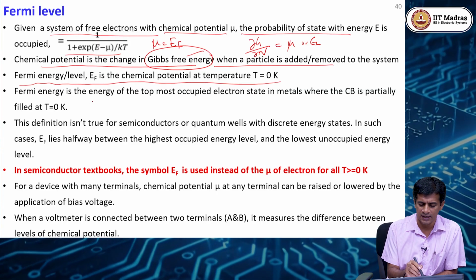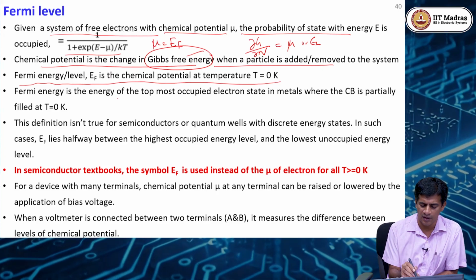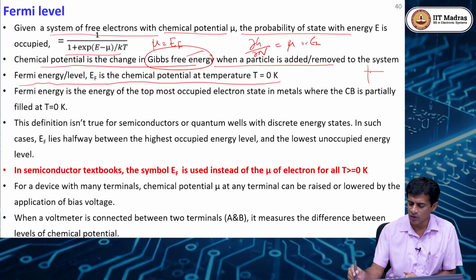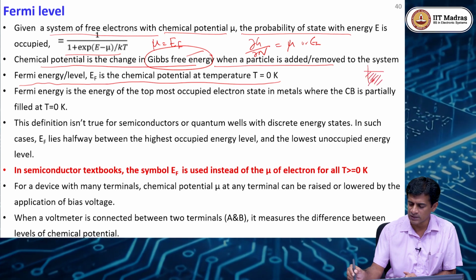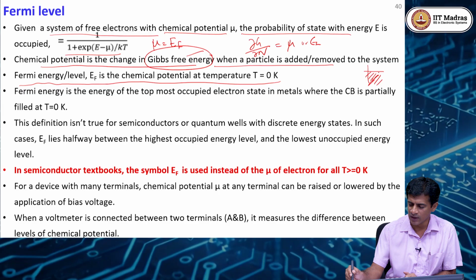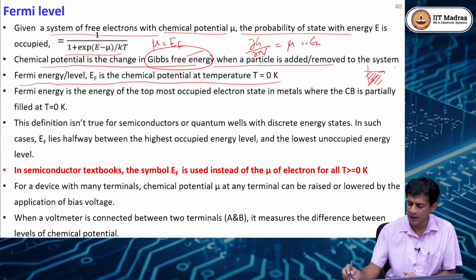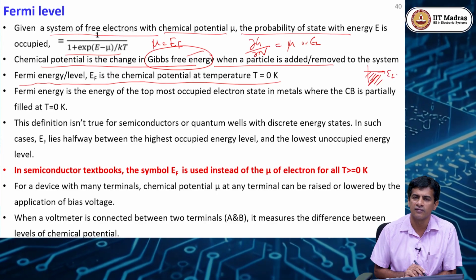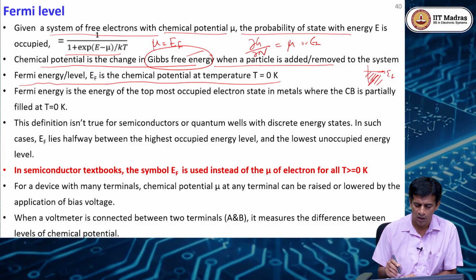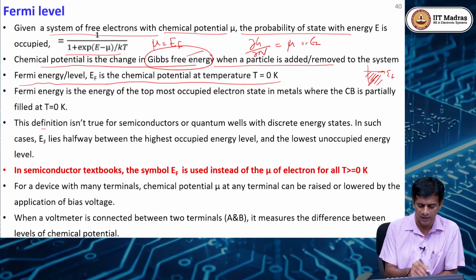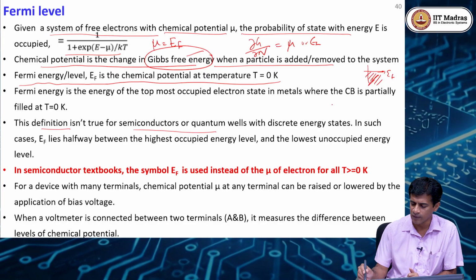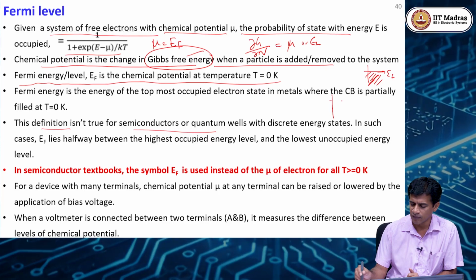You might have also studied the Fermi level. For example, if you take a metal at 0 Kelvin, all these energy levels are fixed. The topmost occupied energy state for metals is also called the Fermi level. But this definition is not true for semiconductors or quantum wells, as we will see later.